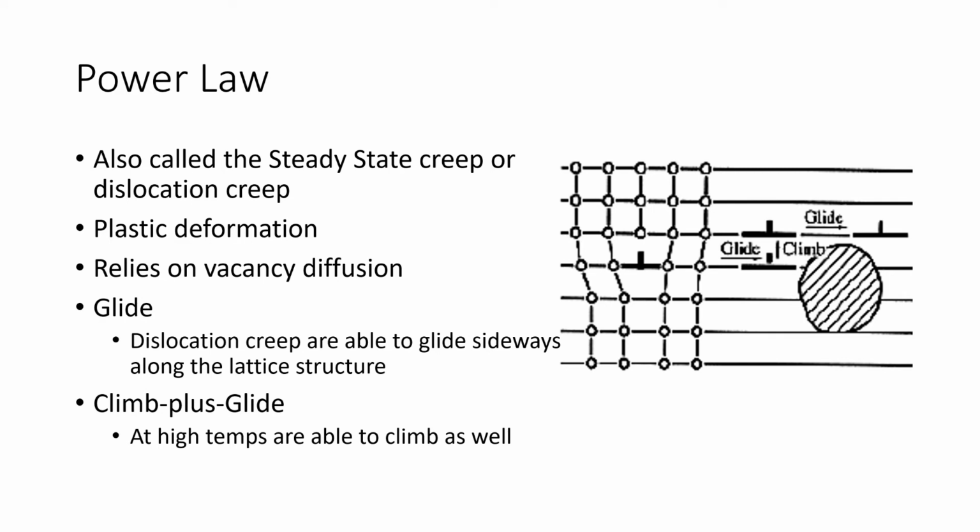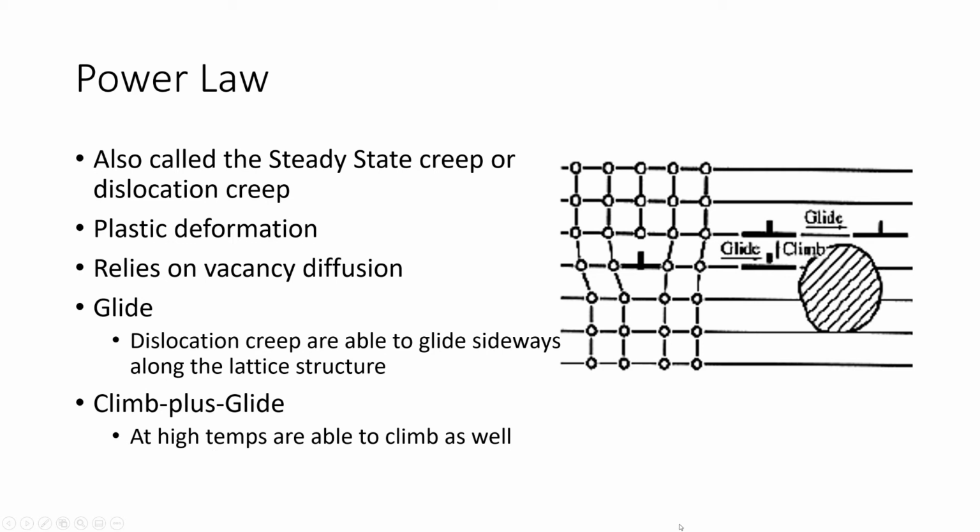Lastly, for the creep, we have power law. The power law is also called the steady state creep or dislocation creep. The power law is a plastic deformation, and it relies on vacancy diffusion. There are two phenomena that can occur in the power law, which are glide and climb plus glide. What happens in glide is basically a dislocation is able to move sideways along the lattice structure. As seen here, this is the dislocation, and it can move sideways, and this is the glide.